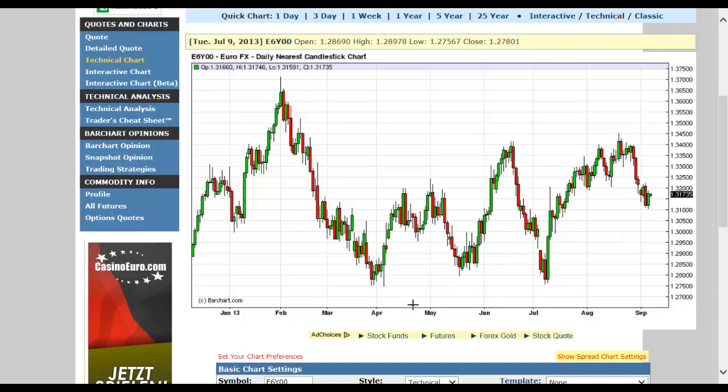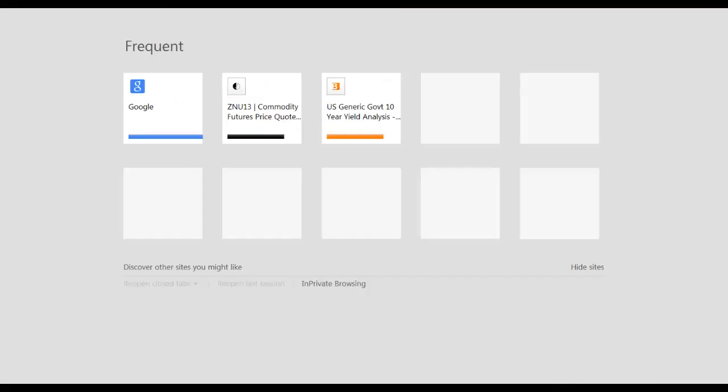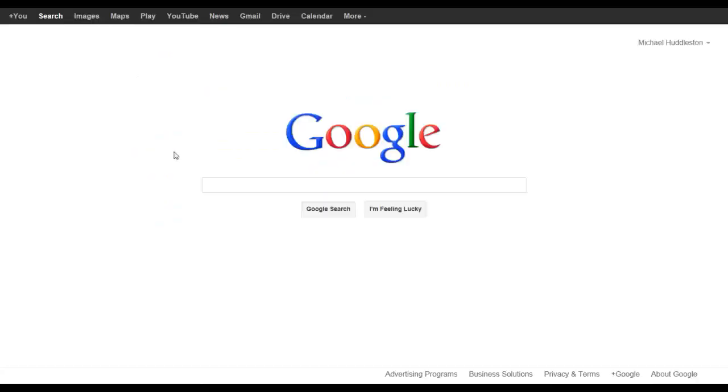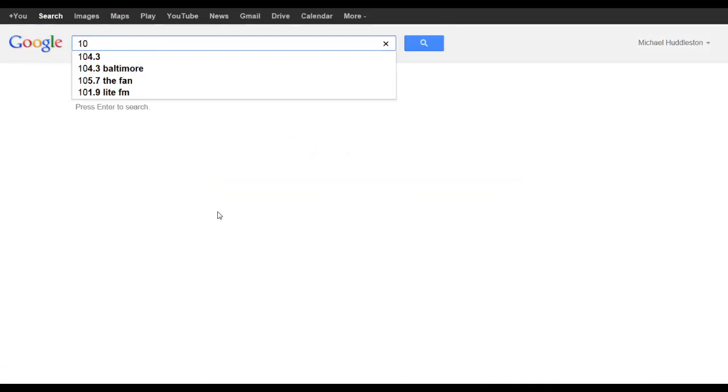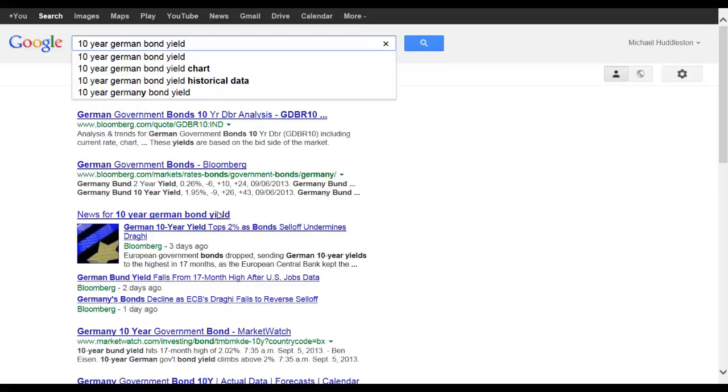Okay, let's look at the bond yield chart again. Now there is another opportunity to look behind the marketplace. We talked about this x-ray view concept. I'm going to go to Google once again, and we're going to look at the 10-year German bond yield. When you see that, you're going to go to, where are we at here?